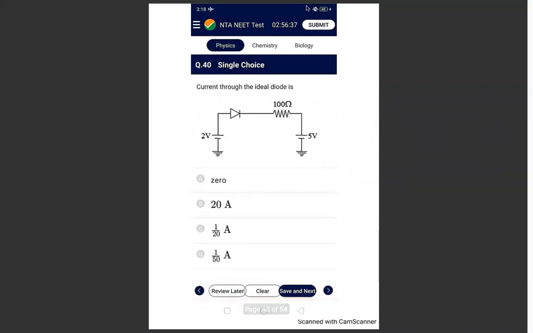Question number 40. We have to check whether this ideal diode is forward biased or reverse biased. Can you see this is 2 volt? This end is connected to the lower potential and this is connected to the higher potential. So in that case, the diode acts as an open switch, which means no current will flow. Answer is equal to 0 because this is reverse biased.